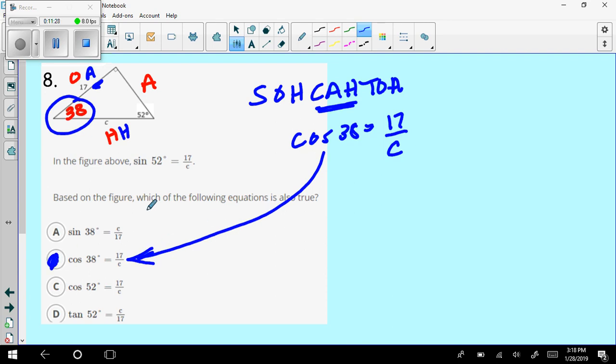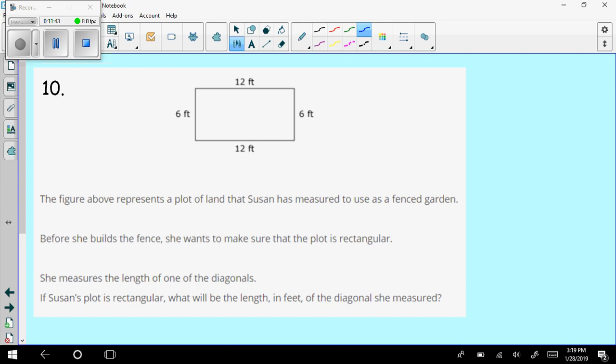Letter B. Again, they both have 17 over C. The only time they're going to equal is if the sine of one equals the cosine of its complement. 52 and 38 are complements because they add to equal 90. All right, question 9 is not available for you, but number 10 is a question you can retake.